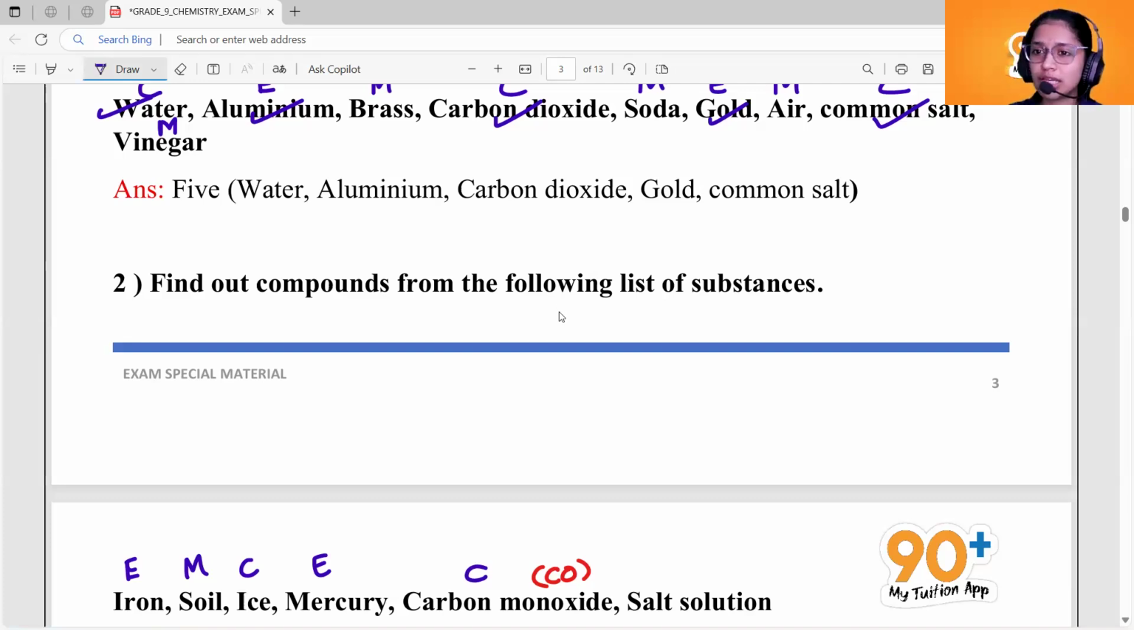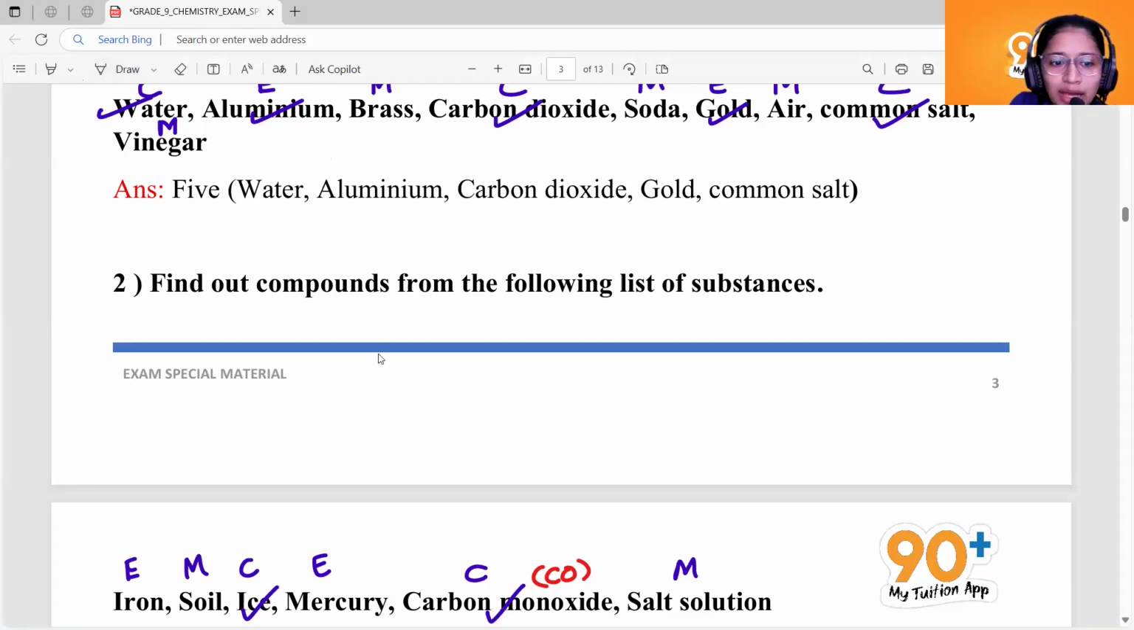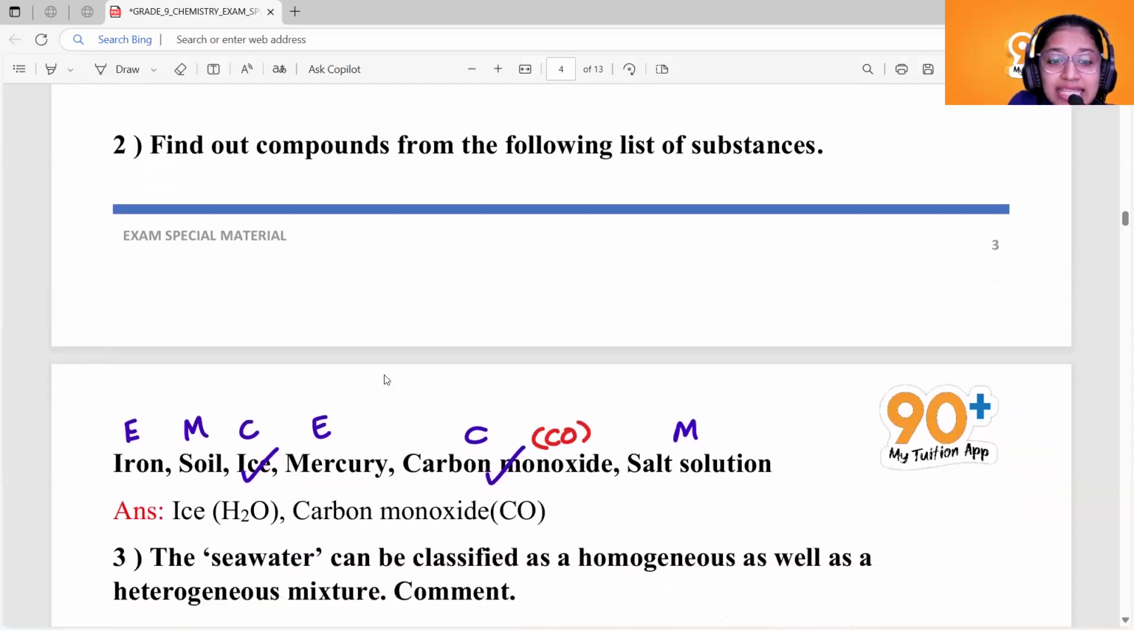Salt solution. If there was no solution, we could have written compound. But here it is salt solution, which is sodium chloride or common salt mixed with water. That is a mixture. So what are the compounds from the following list? The compounds are ice and carbon monoxide. Is it clear? Okay. Now we'll move on to our next question.